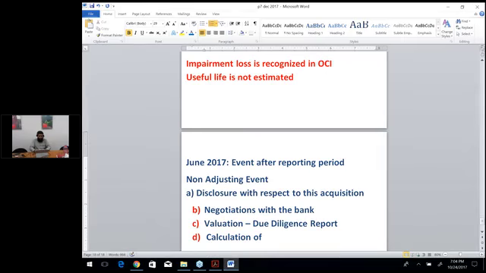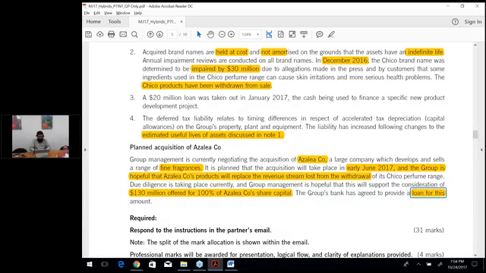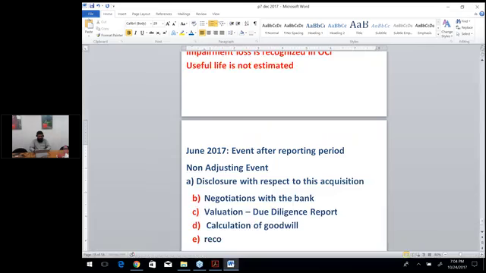Calculation of goodwill could be an issue. Recognition of loan in financial statements. So the various risks that could arise: the disclosure with respect to this acquisition is not given in accordance with IAS 10. The negotiations with the bank might fall through, and ultimately the loan might not be negotiated, or if it is negotiated, it might be negotiated at a different rate or on different terms.